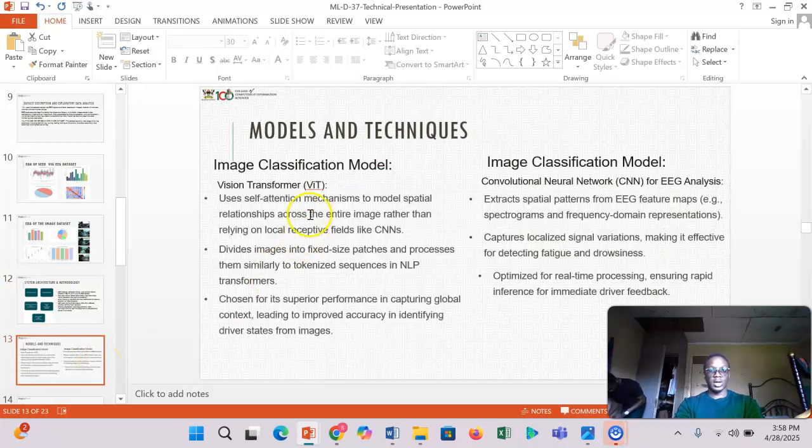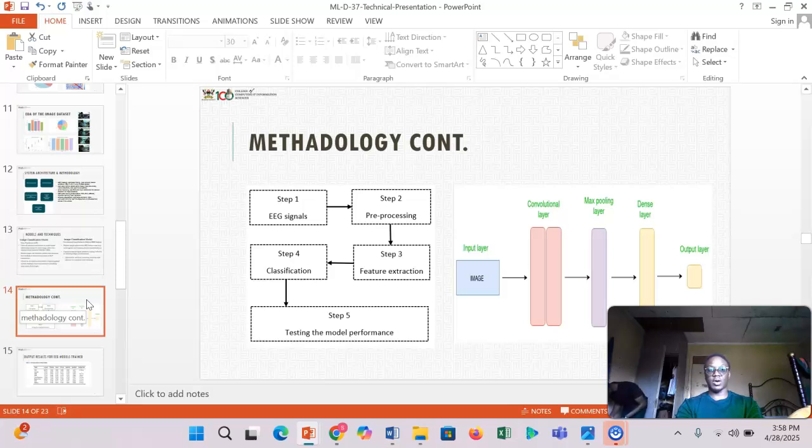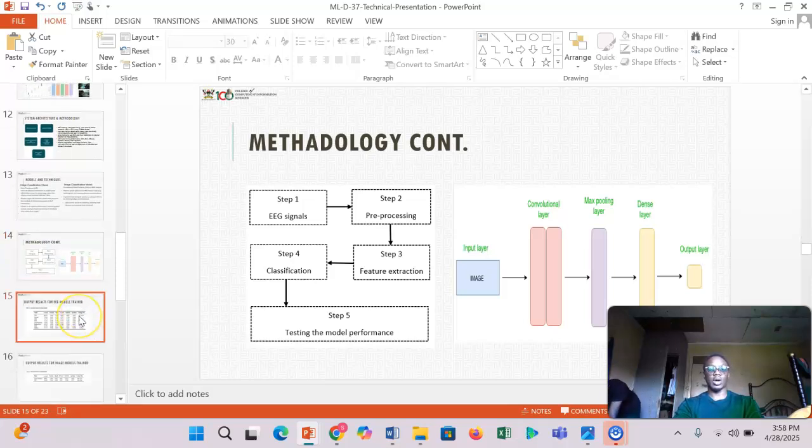Moving on, we have the models. We use the vision transformer for our image classification, and for the EEG classification, we use the convolutional neural network because it performed better than all the other models that we used. So this is another description of our methodology diagrammatically. On the left we have the process for the EEG. This is now separated into individual models, and on the right we have the image, how we were able to work around those.